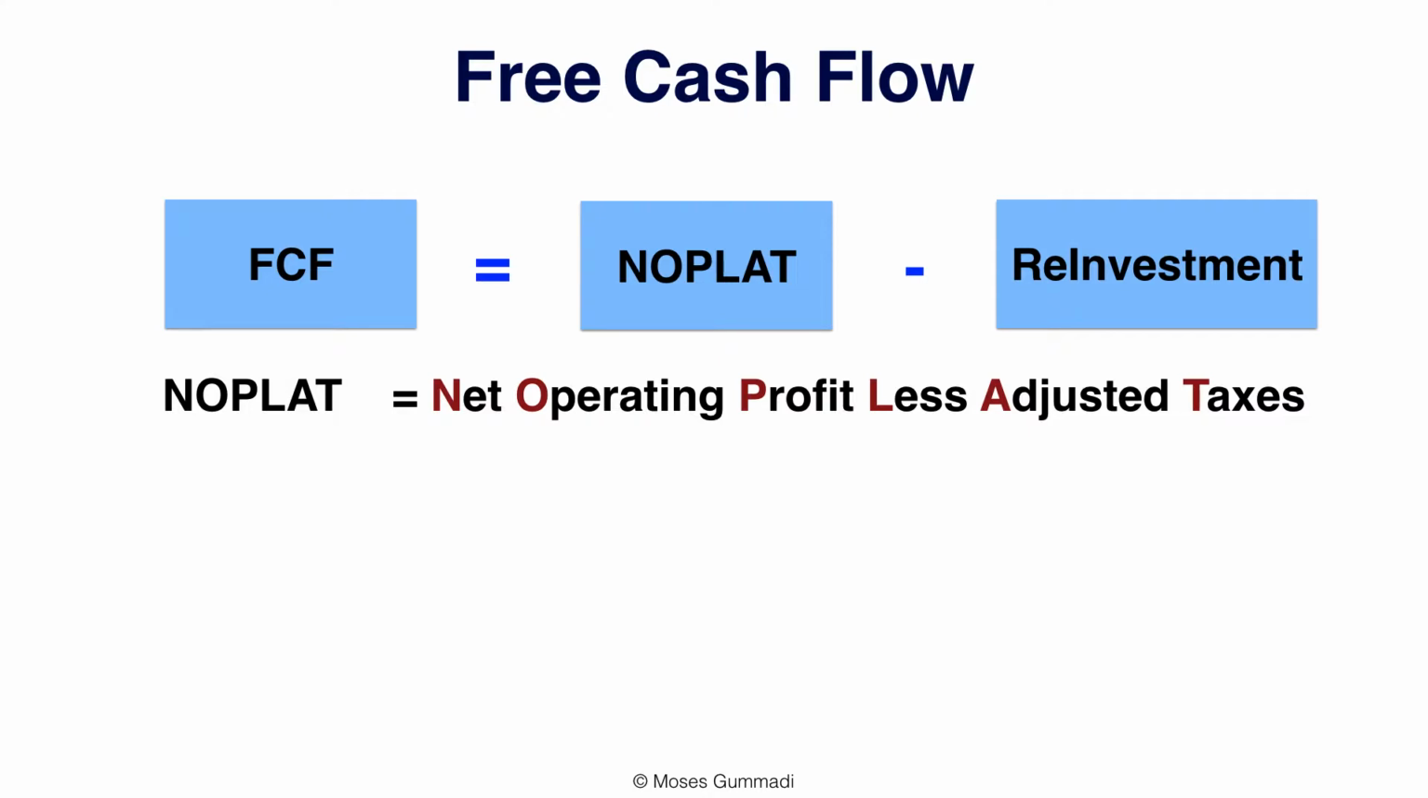But if you reinvest a portion of the money into your business, then what is left is the free cash flow. So free cash flow is NOPLAT minus reinvestment. NOPLAT is like profit after tax, okay? Net operating profit less adjusted taxes. It is not exactly the profit after tax in your accounting statement. It is slightly different, but it's out of scope here to explain the difference between NOPLAT and profit after tax, but pretty much it's close, okay?